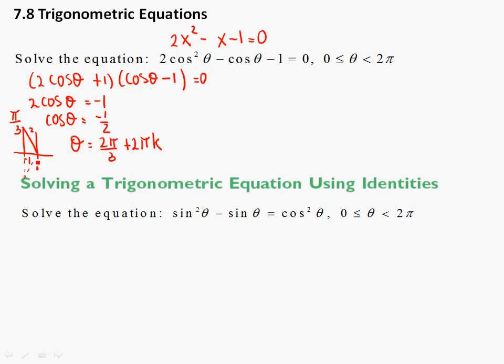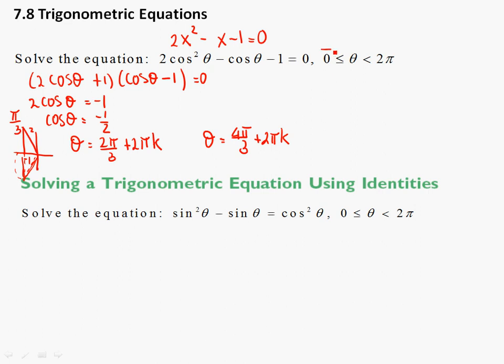Also, you can have answers from being in quadrant number 3. So 2 pi over 3 isn't the only answer. The other answer comes from, what if your pi over 3 passed 180? You would be at 4 pi over 3 plus 2 pi k. Okay, I'm going to leave it at that point because I'll have to list them here in a second.